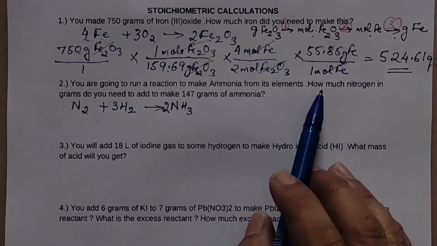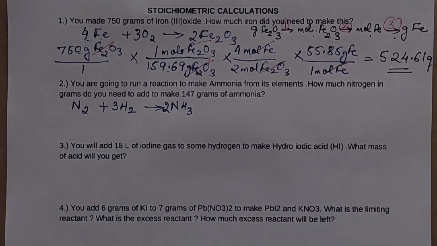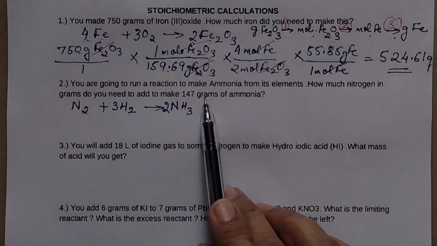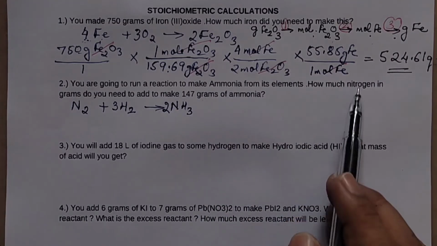And now they are saying how much of nitrogen is to be, nitrogen we are calculating and the given weight is for ammonia. So same way, grams of ammonia, from grams of ammonia we are trying to calculate the grams of nitrogen.